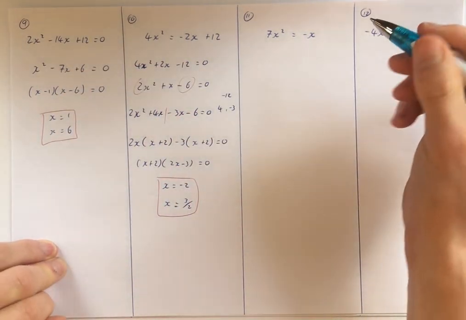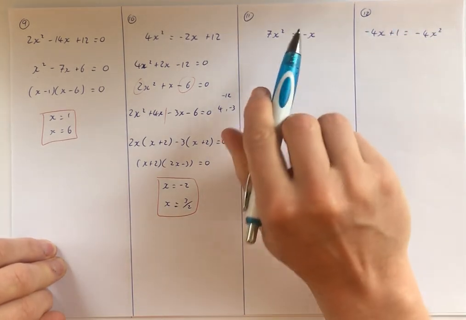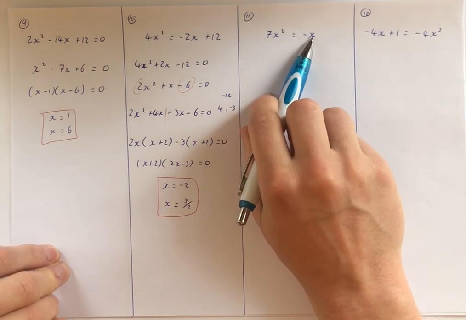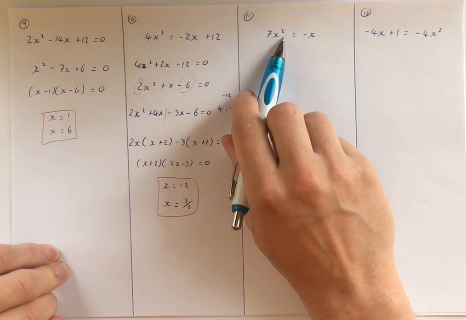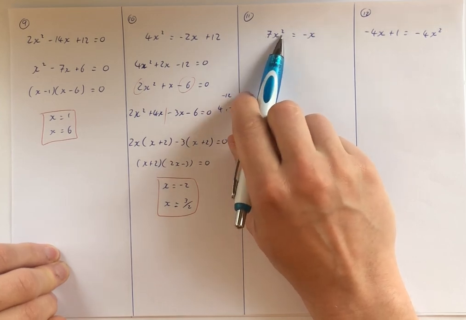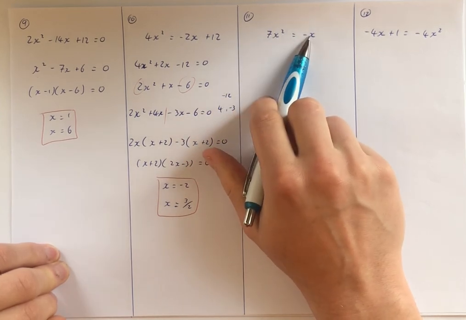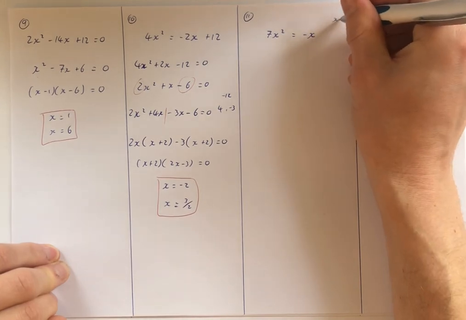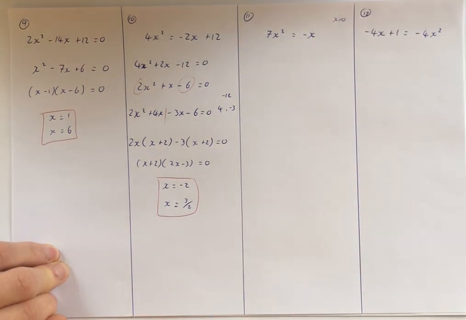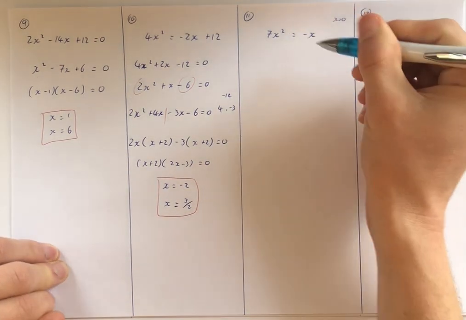Alright, a couple more on this page. We've got 7x squared equals negative x. So one solution is obviously 0. 7 times 0 squared is 0, and that's equal to 0. So you can actually look at that and inspect it and go x is 0.